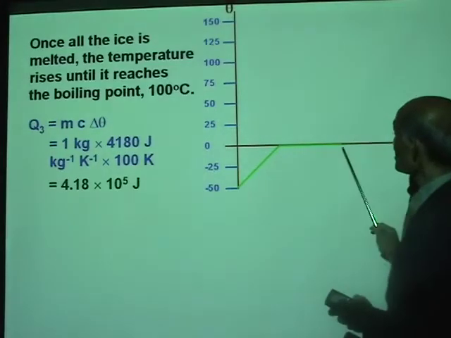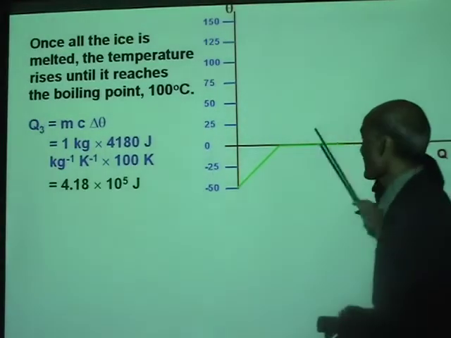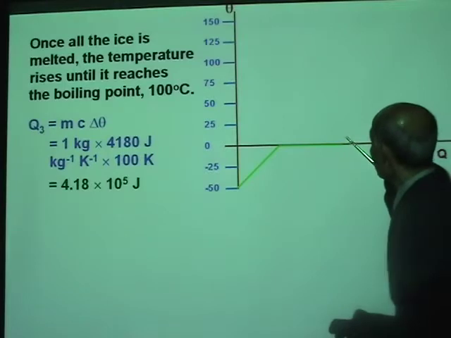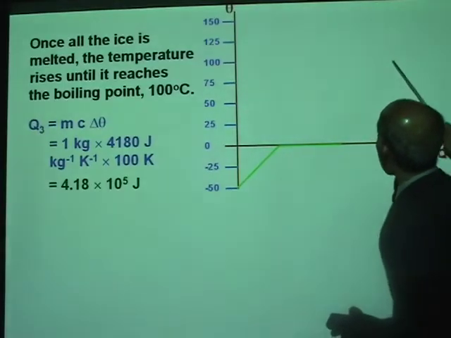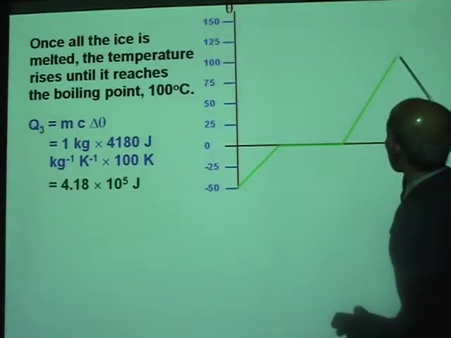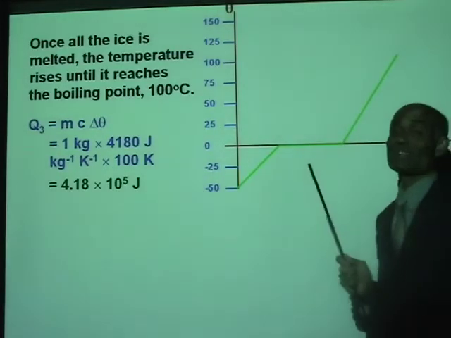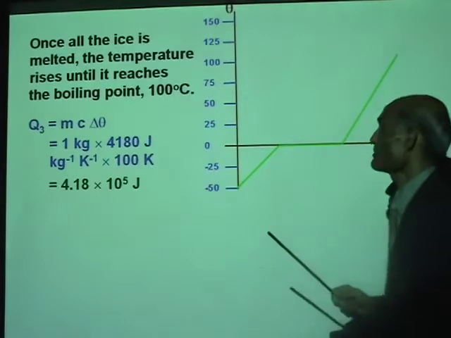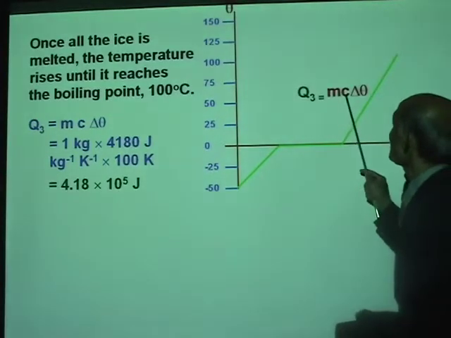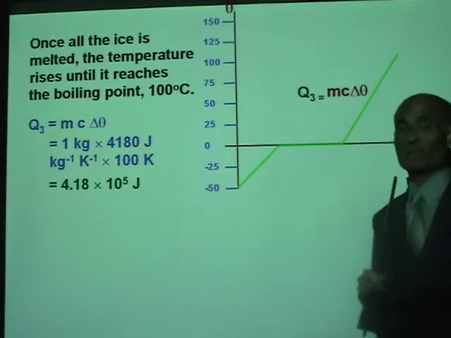Now, where will I show that on the graph? Water at 0 degrees now becomes water at 100 degrees. This is the quantity of heat during that time. This is the amount of heat. So Q3 equals mc delta theta.